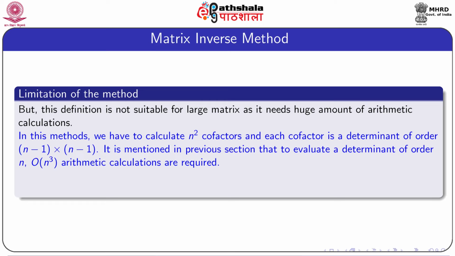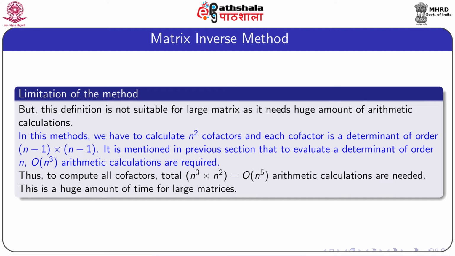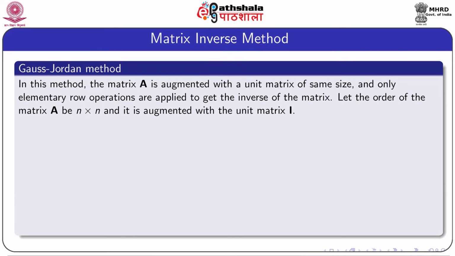And it is discussed in the previous section that to evaluate a determinant of order n by using the Gauss reduction method, order of n cube arithmetic calculations are required. So, using the conventional definition of matrix inverse, the total number of arithmetic computations is n cube into n square, which is equal to order of n to the power 5, and it is a huge amount of time for large matrices or large values of n. So, this method is not suitable. So, we have to design an efficient method to find the inverse of a matrix.